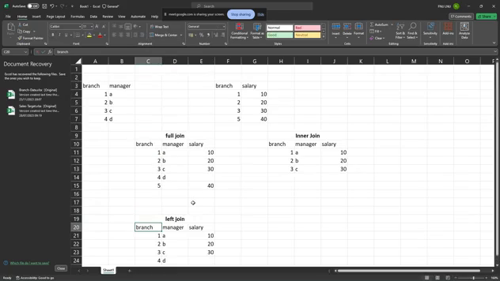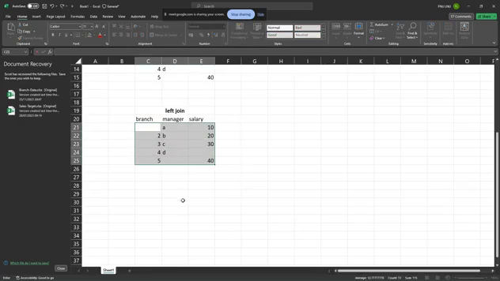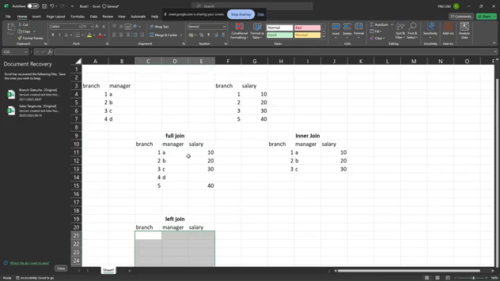Left join. This is our first table, and this is our second table. So I said left join. Priority will be given to the first table. Let's remove all of this. What is the branch on my first table? It is 1 to 4.